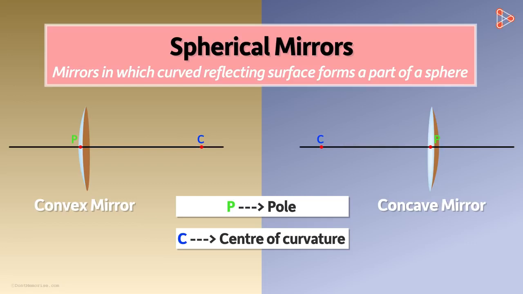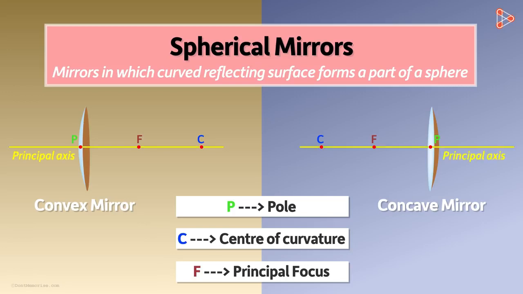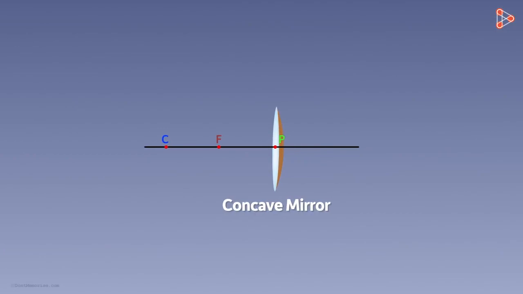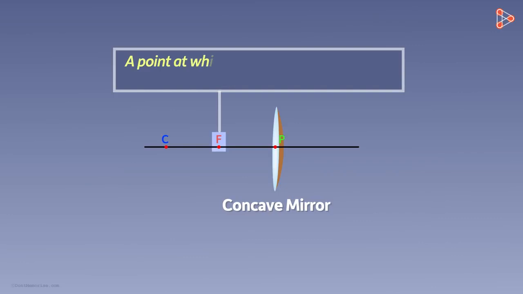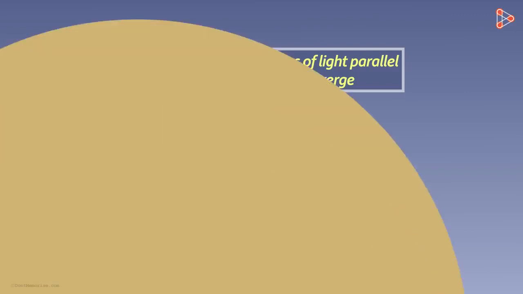Okay, I also told you that the midpoint of CP is called the focal point of the respective mirror. The other name for it is principal focus. It's called so because it lies on the principal axis. Okay, let's just remove the convex mirror for a while and concentrate on the concave mirror for now. Now this focal point of a concave mirror is a little more than just a midpoint. It's also a point where all the rays of light parallel to each other as well as to the principal axis converge after reflection. Let's try to understand this statement in detail.